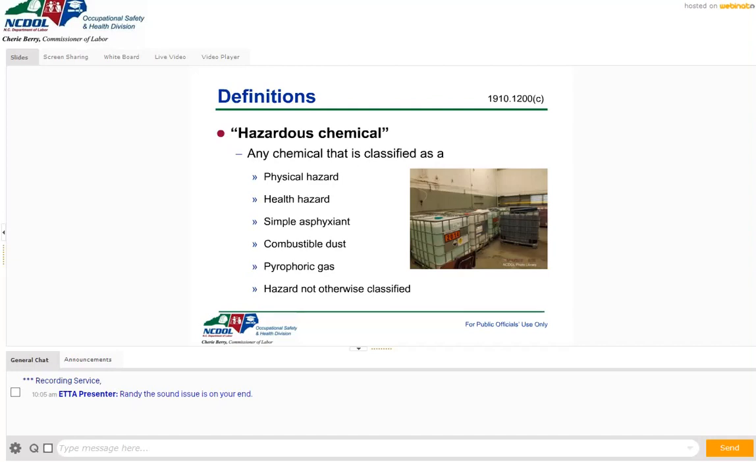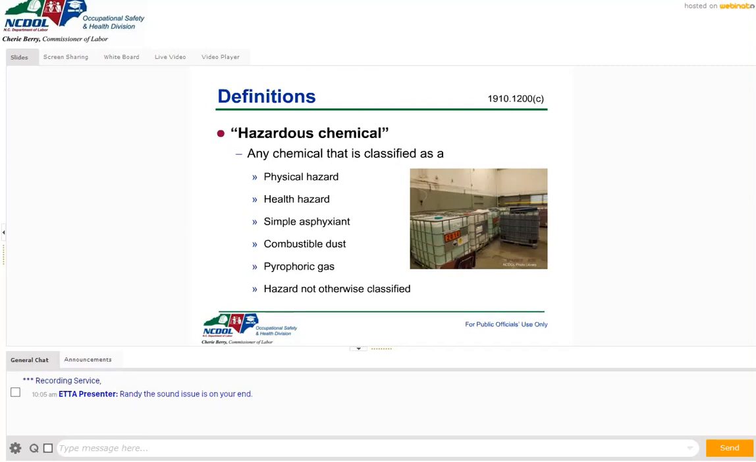It's a physical hazard. It could be something that could be flammable, it could burn, it could explode. It could eat through metal if I spilled it on metal. It could be a health hazard. It could cause cancer or create problems with different organs in our body or our skin. It could be something dangerous to breathe in. It could be an asphyxiant that displaces oxygen. Or it could be combustible dust, self-igniting gas, or hazard not otherwise classified.